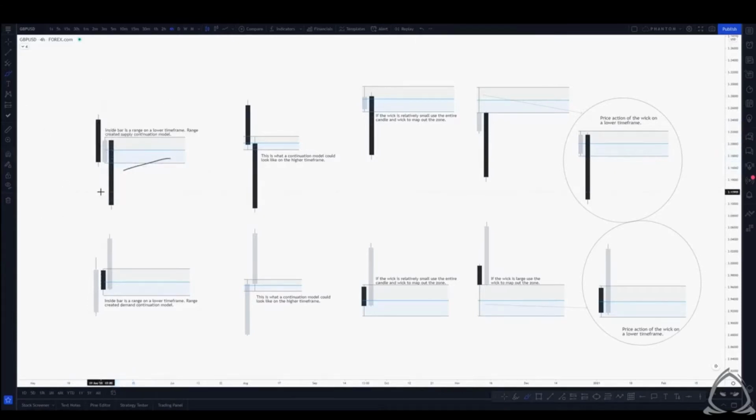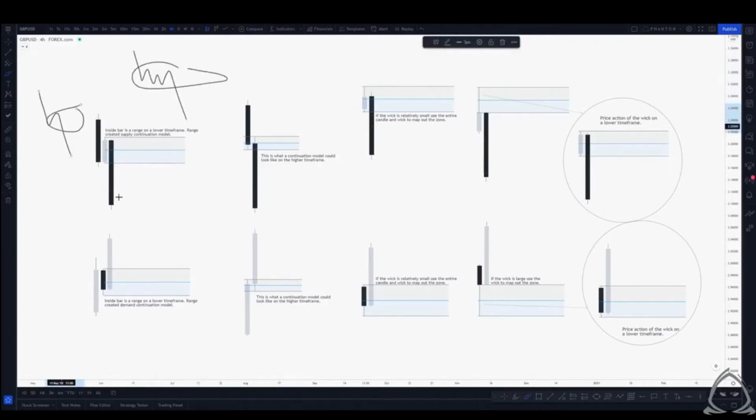And if we just think about what this is implying on a lower time frame, back to our models of creation of supply and demand, what we can gain from that is that this is actually a continuation model of a supply zone being created, whether it be a pivot created supply zone continuation or a range bound supply zone continuation. And what this implies on that higher time frame is what this would be on a lower time frame.